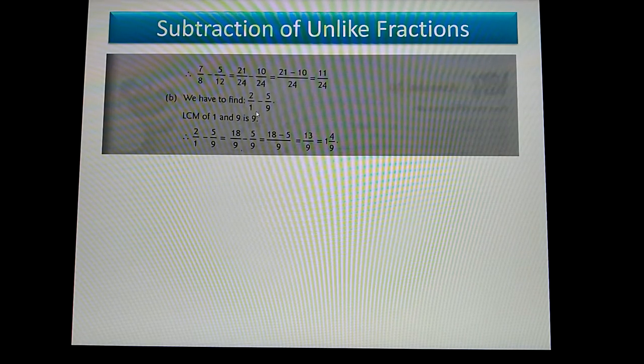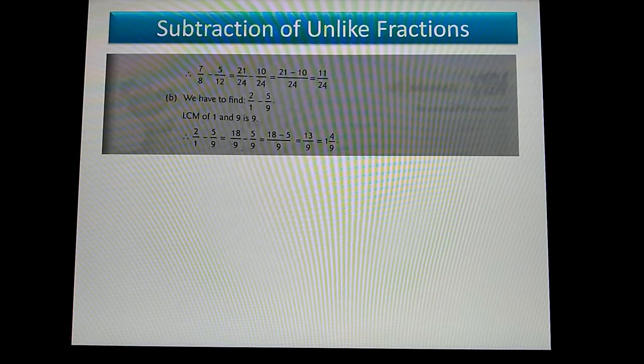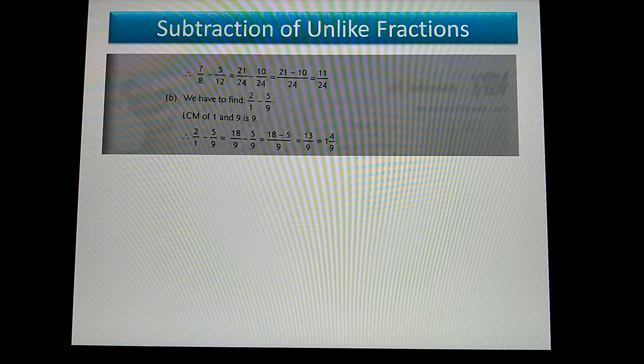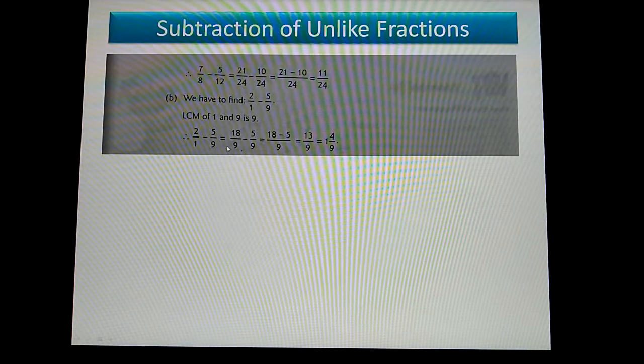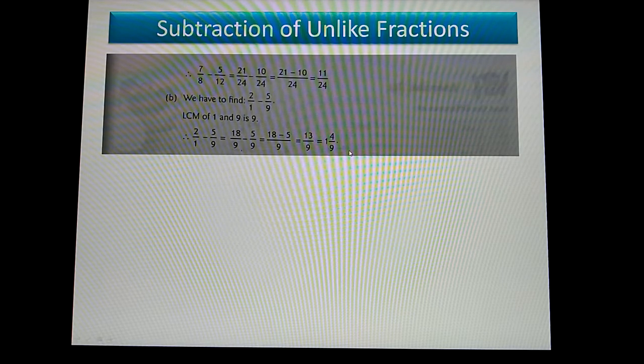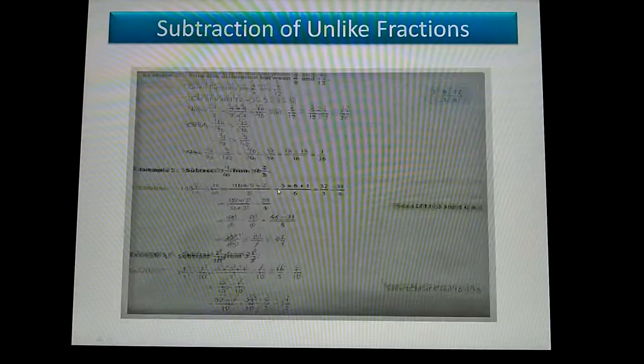Similarly, in the next question, it is written 2 minus 5 by 9. Now, nothing was written below, but here we can see 1 is written. If just a whole number, that is 2 or any other number, is given and it is not in fraction form, then we have to consider that the denominator is 1. So here we have to take the LCM of 1 and 9, and that is obviously 9. A similar method we have to follow, and thereafter we have to find the difference.